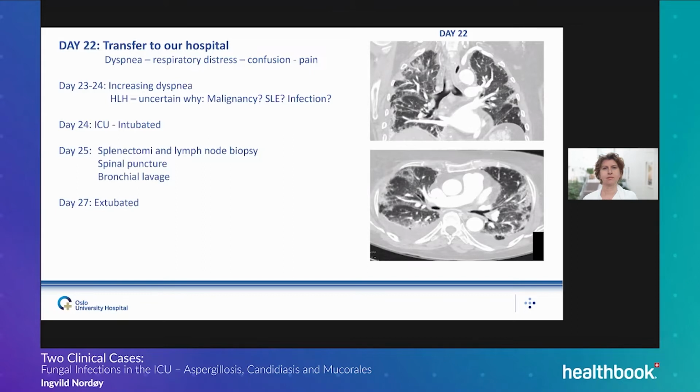But she was intubated on day 24. She needed some rest. And the day after, we took out her spleen and also an abdominal lymph node. We did a new spinal puncture and performed a bronchial lavage while she was in anesthesia. But only 2 days later, she was extubated. So she wasn't really one of those heavy ICU patients, but still she was there. So she's a good story anyway. Next, please.